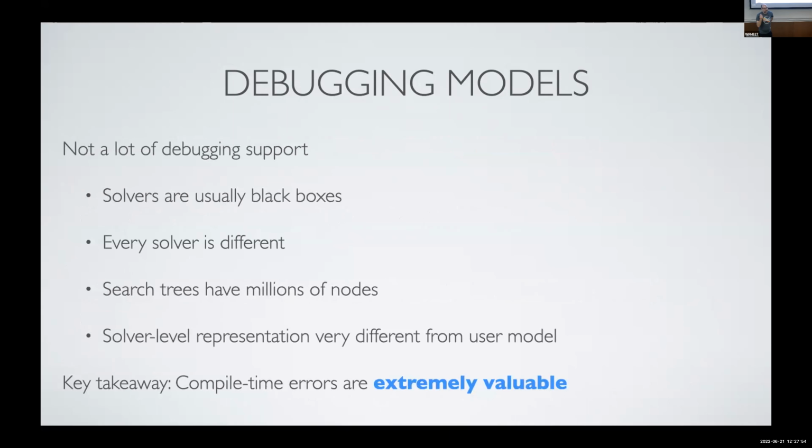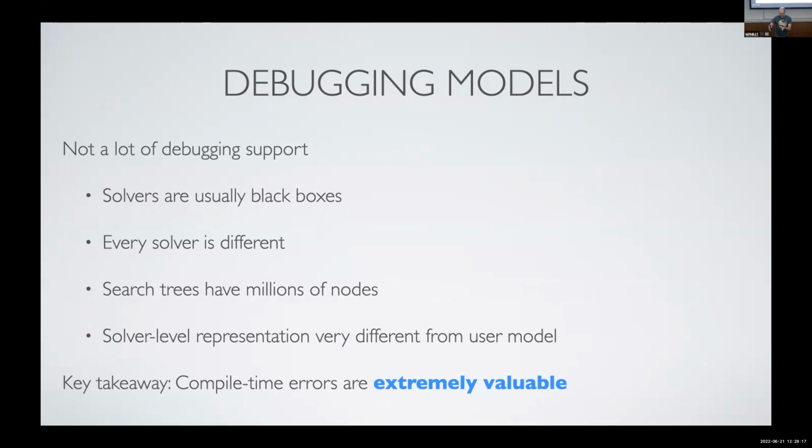All right, and there's not a lot of debugging support. Most of our solvers are kind of black boxes. They're difficult to understand. Every solver is different, right? Once you've learned how to debug with the constraint programming solver, that doesn't tell you much about debugging for a MIP solver, potentially. You may be able to look at some of the internal stuff like search trees, but they might be really big, so that doesn't tell you much either.